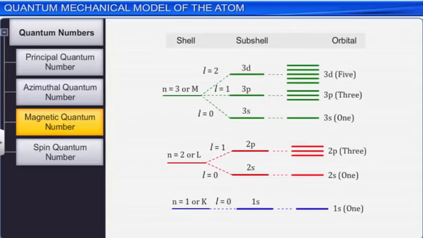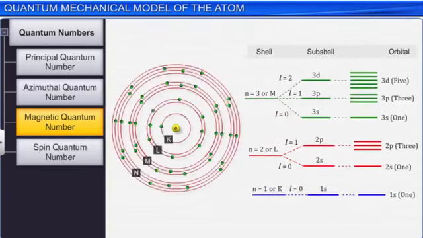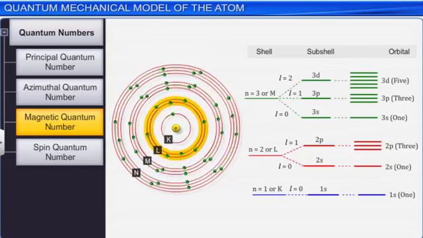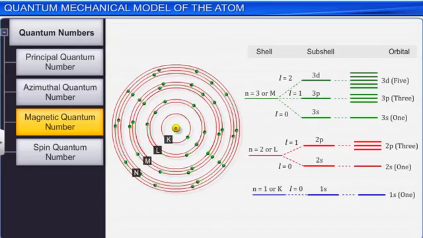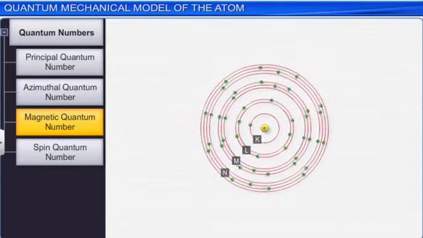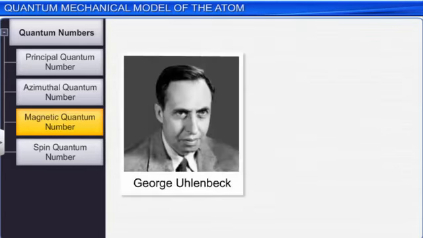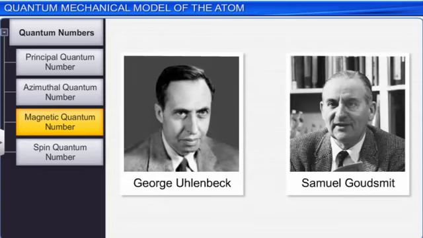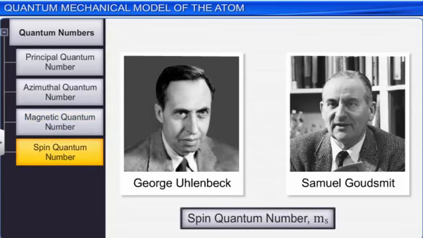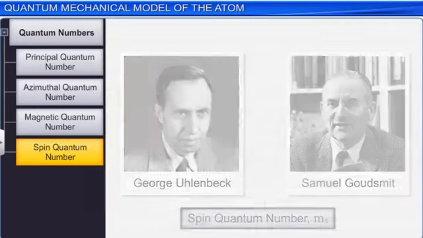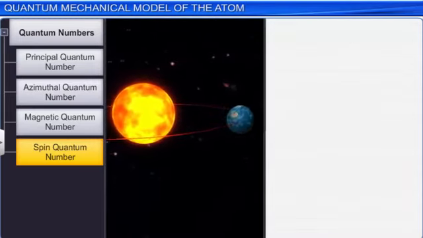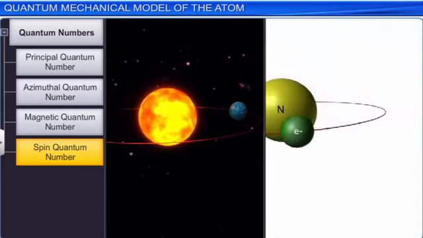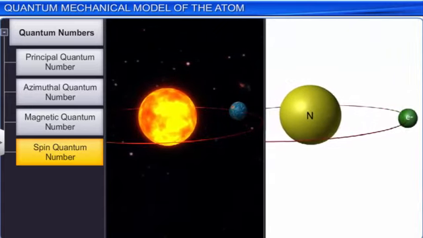However, these quantum numbers fail to explain the presence of closely spaced lines, doublets or triplets in the atomic spectra of multi-electron atoms. To explain these lines, in the year 1925, George Uhlenbeck and Samuel Goudsmit introduced the 4th quantum number called the electron spin quantum number or ms. The two scientists suggested that just like the planet Earth, an electron rotates around its own axis while revolving around the nucleus.